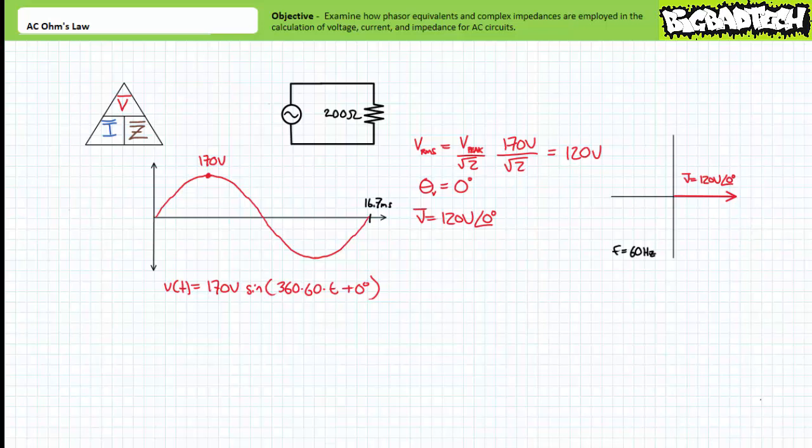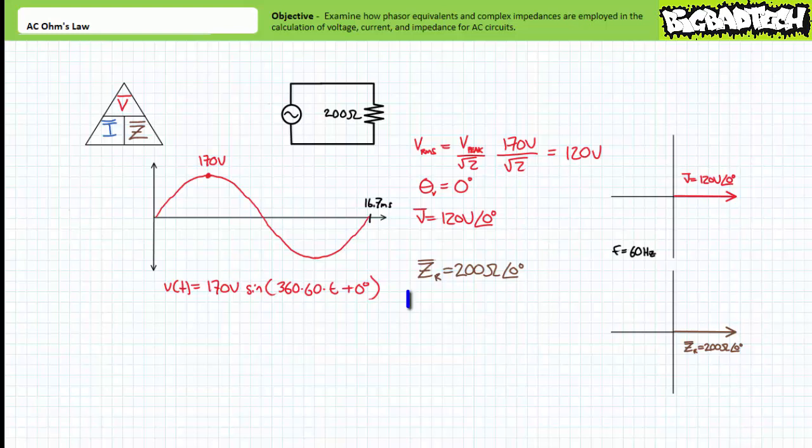Do we really care about frequency? No, not really. Inside the phasor domain, everything is assumed to have a frequency of 60 Hz for this particular problem. Now we need to express the resistance as a complex impedance. Doing so yields Z equals 200 ohms at an angle of 0 degrees.